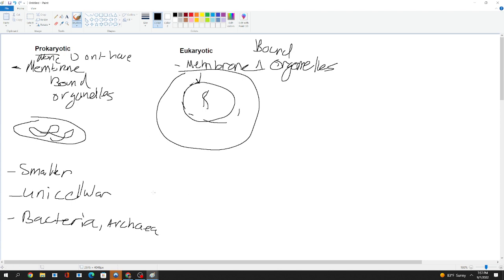Eukaryotics, on the other hand, multicellular. Think about humans, right? We are a multicellular organism, right? So they're multicellular organisms.